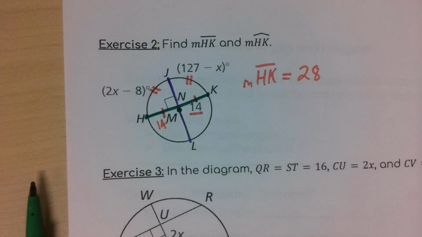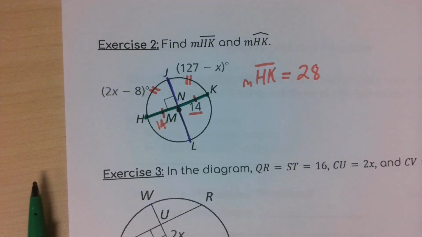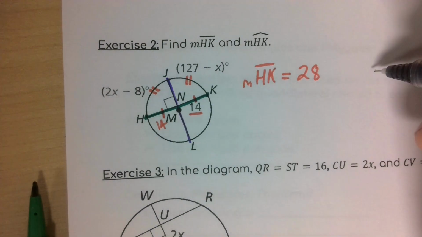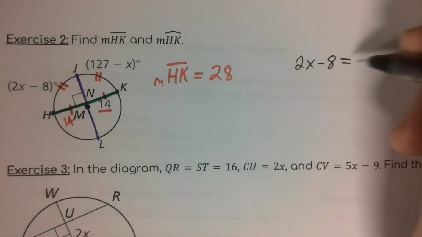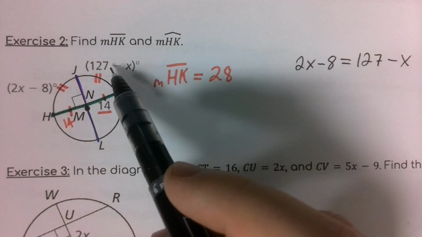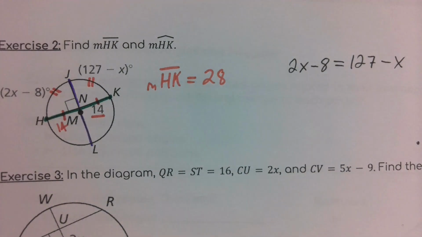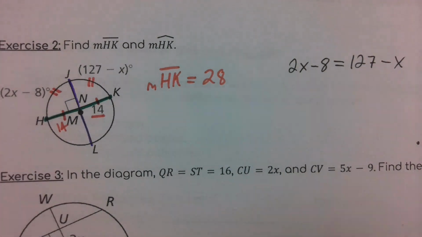Well, we don't know what either of these mini arcs are, but we know that we can set them equal to each other since they're both congruent. So, we can say this: 2x minus 8 has to equal 127 minus x, because congruent arcs, their measures are equal. From here, we just need to solve algebraically.